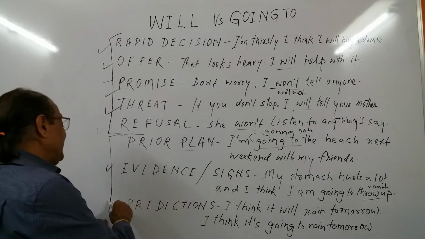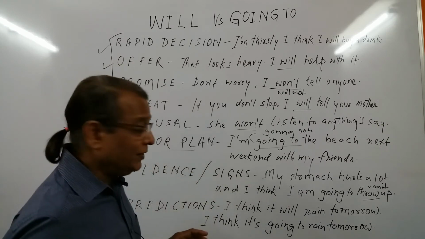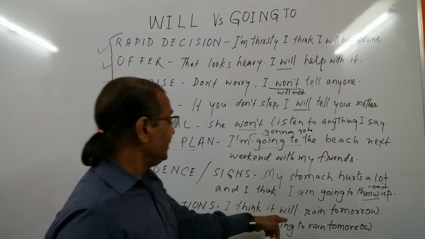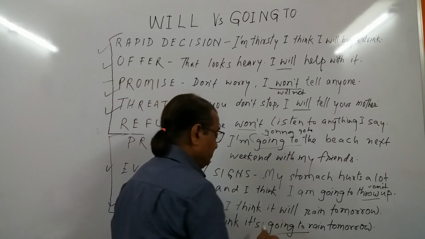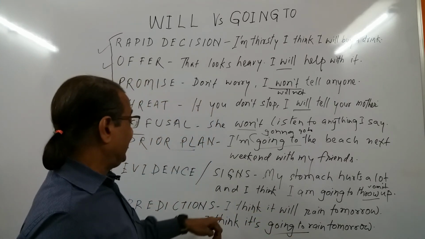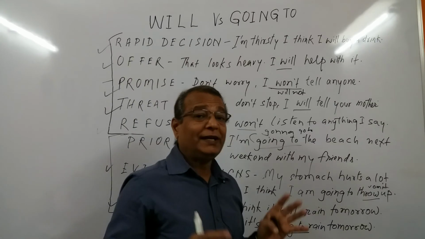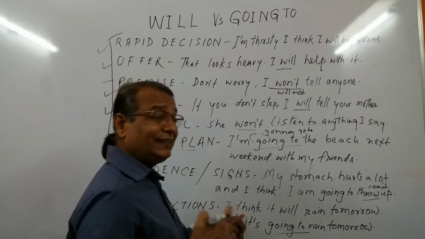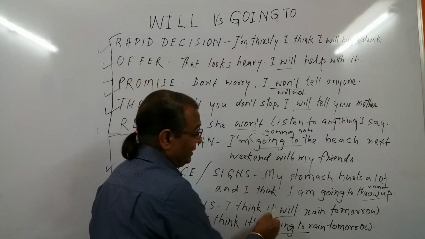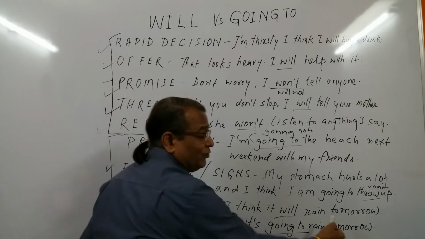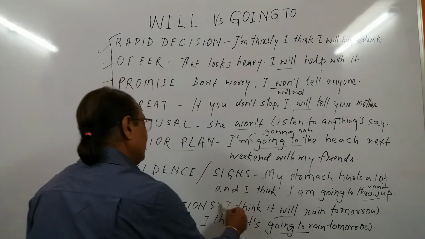The last one is predictions. In predictions, whenever you are making a prediction, you can use both. You can use will and you can use going to. For example, I have written here, I think it will rain tomorrow. I have no idea, but that's why I'm saying I think it will rain tomorrow. Here I am using will. In the second example, I have written, I think it's going to rain tomorrow. So in the prediction case, both are correct.